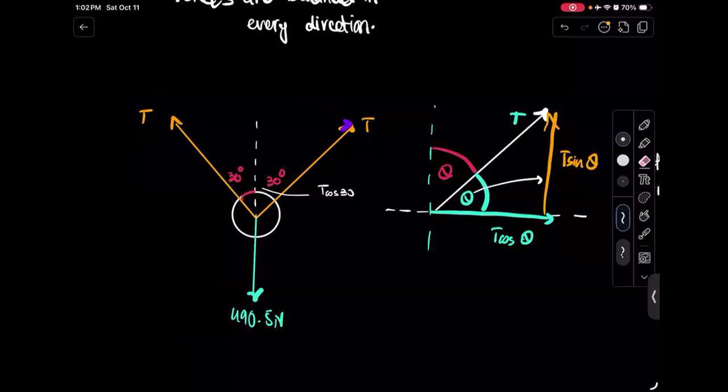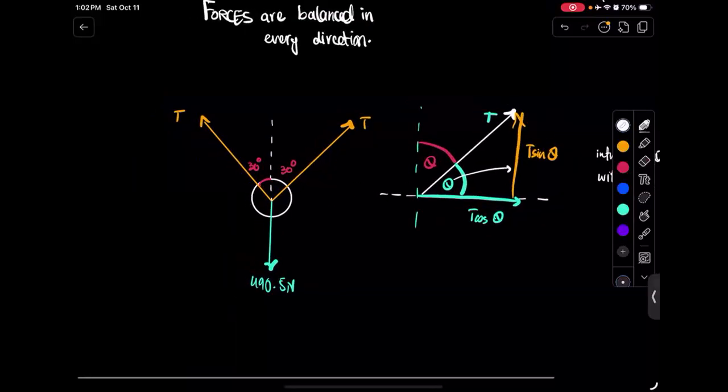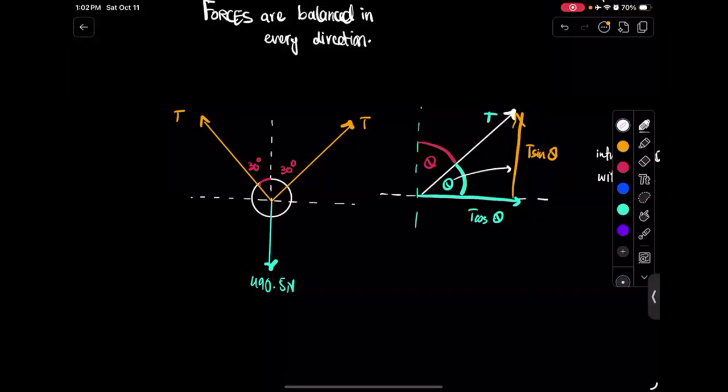You can do it for 30 as well, but you've got to be careful what you're choosing. So in this case, if I take this angle, I know that this is 60, and this is also 60. So if we were to find the horizontal component of T, this is going to be T cos 60, right?